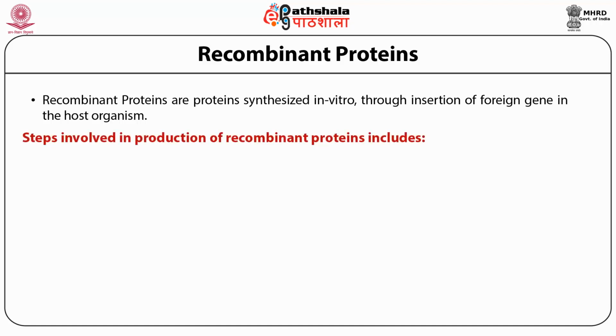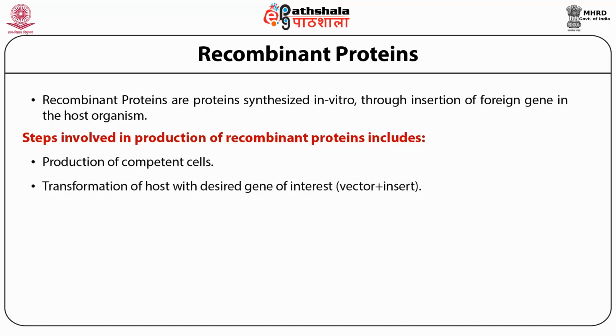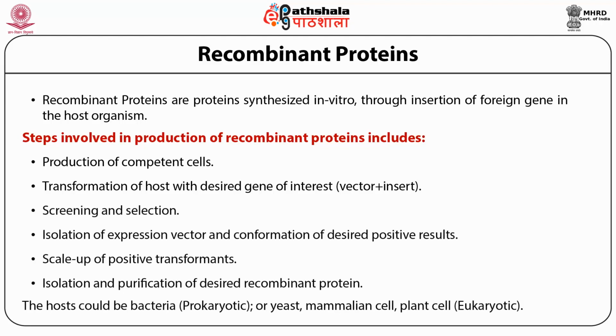Now, the steps that are involved in the production of recombinant proteins include the production of competent cells via insertion of vector into the host cells. Vector is a molecule that contains a gene of interest. When this vector along with the gene of interest, that is called insert, is transferred into the host cell, the host cells are said to be transformed. After the transformation, the selection of these transformants needs to be done.